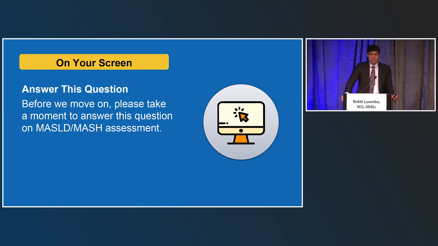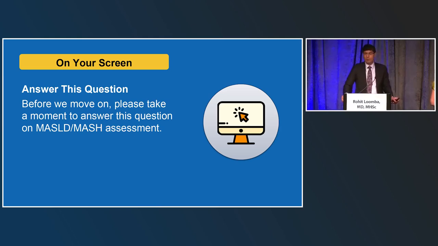So this is the question. A 51-year-old man has obstructive sleep apnea and type 2 diabetes, hemoglobin A1C is 9, BMI is 32, AST is 41, ALT 50, platelet count of 200,000. No history of liver disease or excessive alcohol consumption. What would be the best next step for this patient for suspected MASLD or MASH?